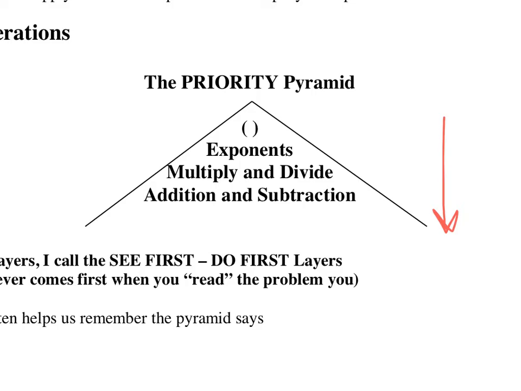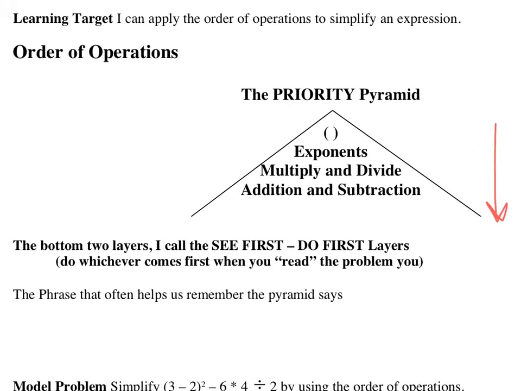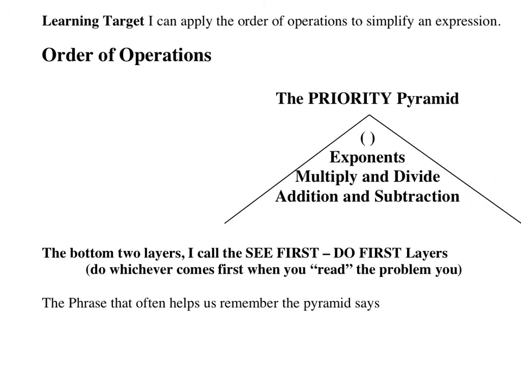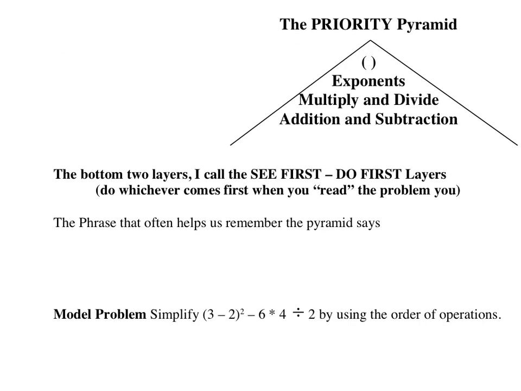But here's the issue. We actually call the bottom two layers the see first, do first layer. So whichever you see first comes first. Whichever comes first, you do first. So if I see division before multiplication, I actually do my division first. If I see my subtraction before my addition, I do my subtraction first. The phrase that we often use to help remember this pyramid is called PEMDAS. So that is what we're going to be writing in our notes right now.